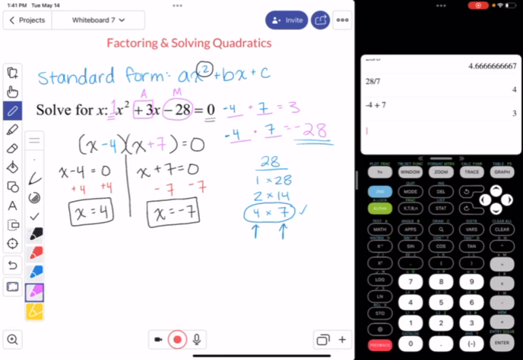And as a reminder, if this number here is not 1, or if these numbers don't easily set up, like if I can't find the factors easily, you can always use the quadratic formula. And there is a second video on that you can watch if you need to use that strategy.